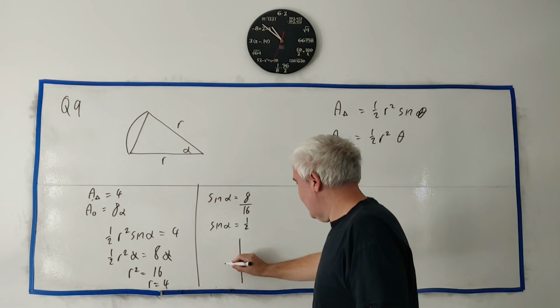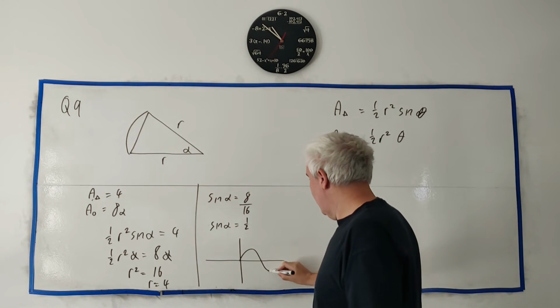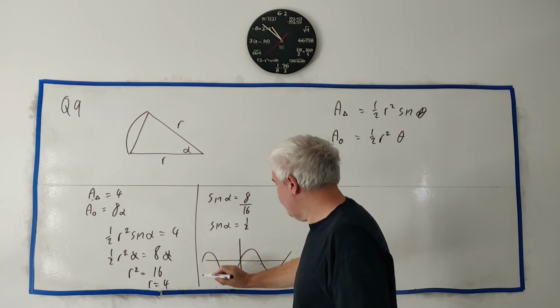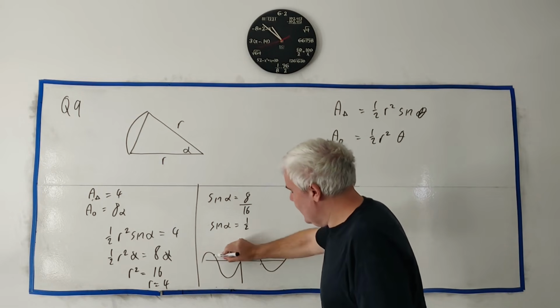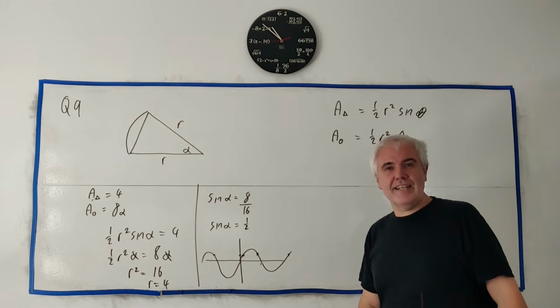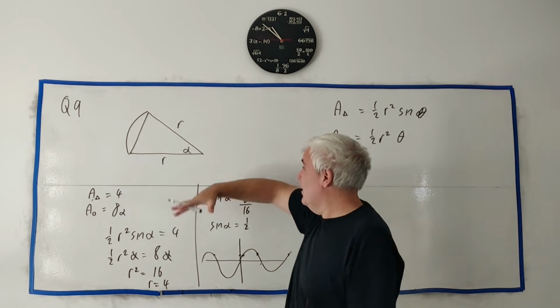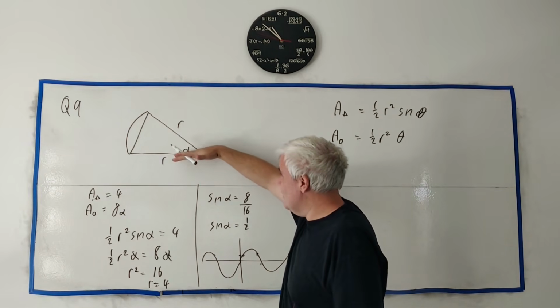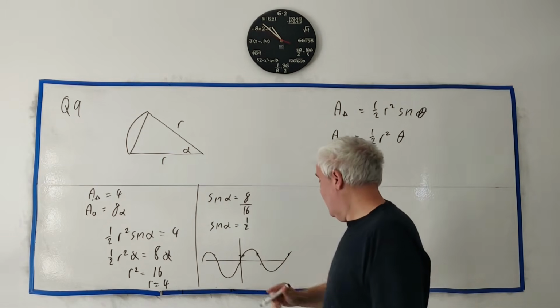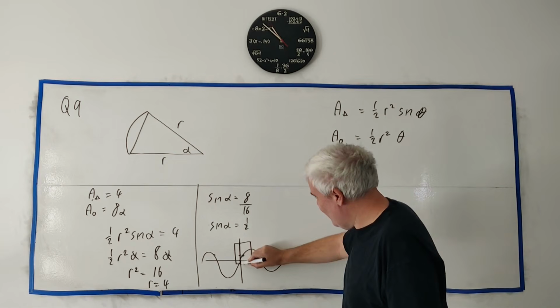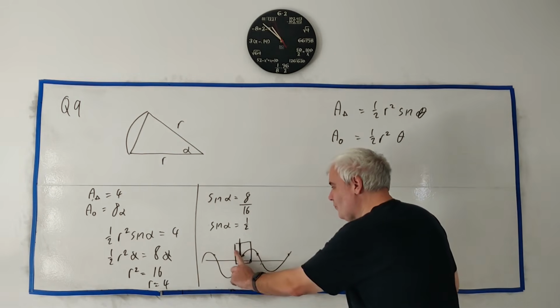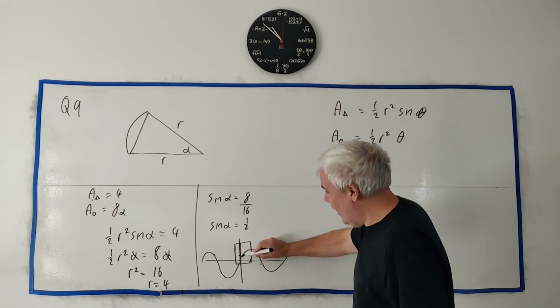Let me do this pedantically. A sine curve looks like this. So when is it a half? The answer is here, here, all these places. Except in this question they did tell us, and it's from the picture, that the answer is between 0 and 90 degrees. So that's in this little region here. So the only valid answer is here.